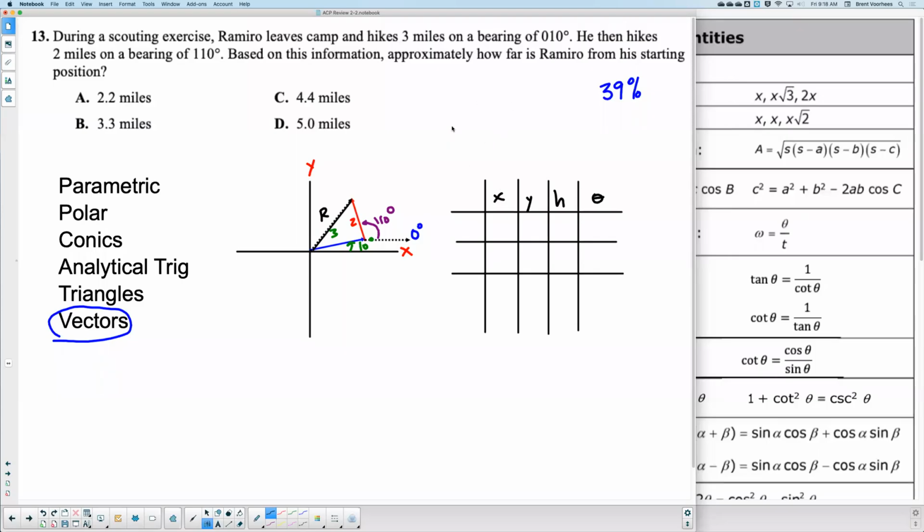Now on the sides, after we label X, Y, H, and theta, I usually do 1, 2, R. The first one's blue. And my resultant I drew in black, so I'll do that in black again. All right, let's talk about this first blue vector.